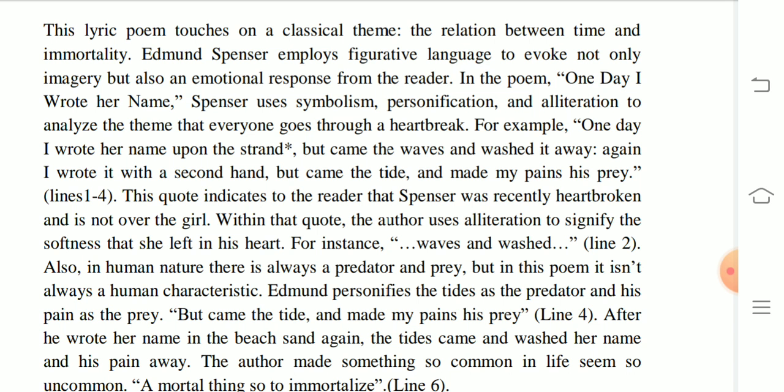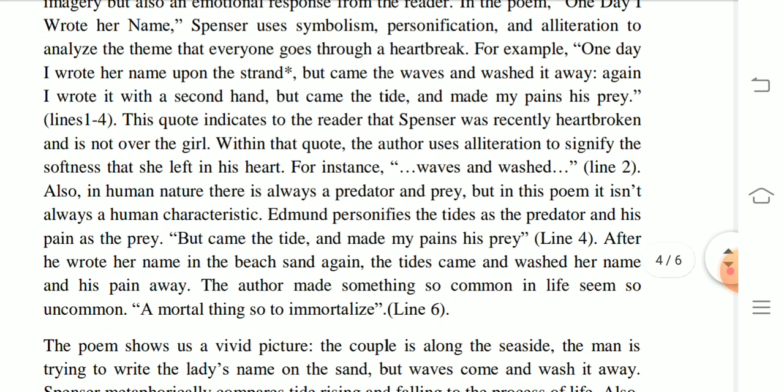For example, one day I wrote her name upon the strand, but came the waves and washed it away. Again, I wrote it with the second hand, but came the tide and made my pains his prey. This quote indicates to the reader that Spenser was recently heartbroken and is not over the girl. Within that quote, the author uses alliteration to signify the softness that she left in his heart. For instance, waves and washed, the use of w and w sounds.